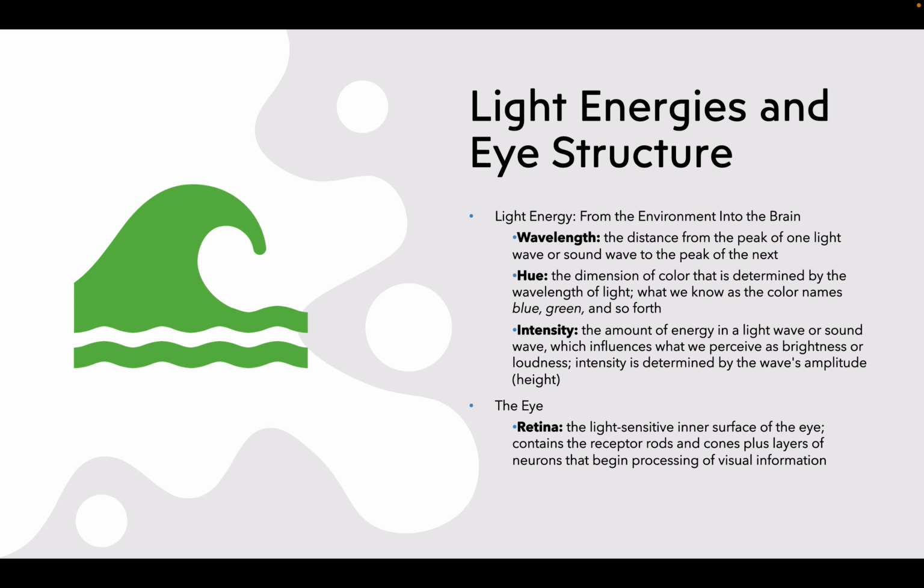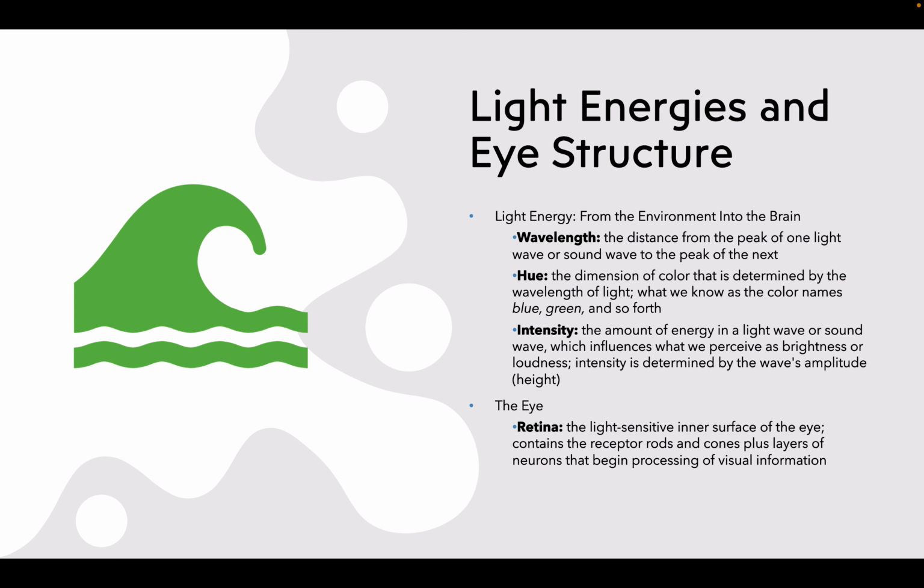Hue is the dimension of color that is determined by the wavelength of light. So how far apart, or how long that wavelength is. So this is what we know as color names, such as blue, green, red, that sort of thing. So the shorter the wavelength means that it has a higher frequency, which is bluish colors. And the longer the wavelength means it's a low frequency, which is reddish colors. So that's hue.